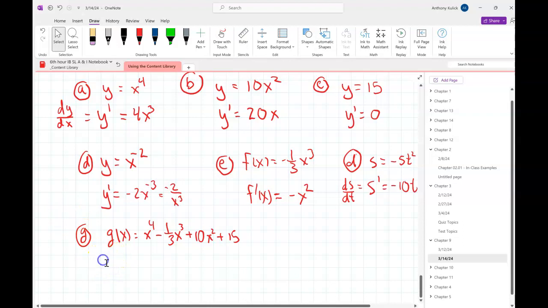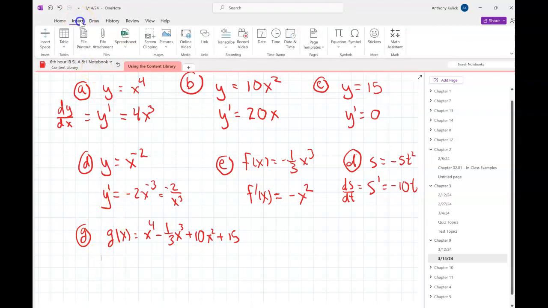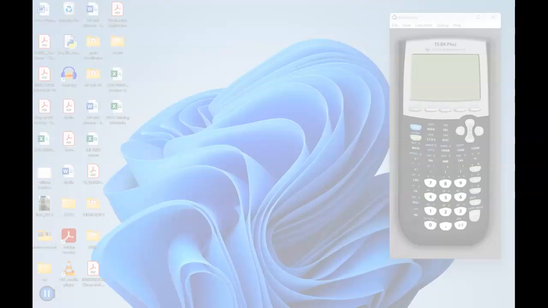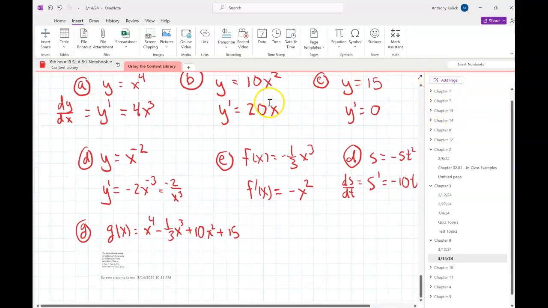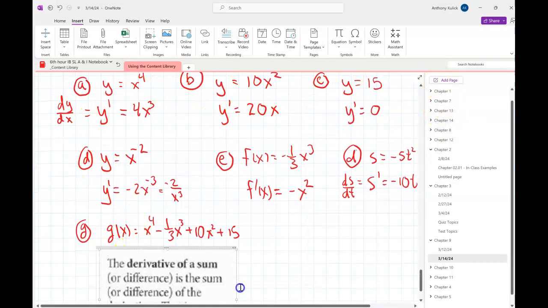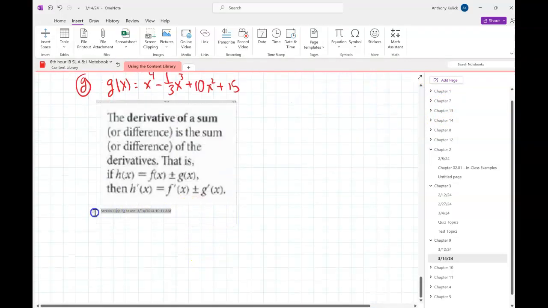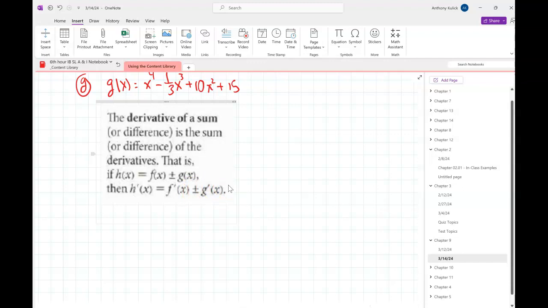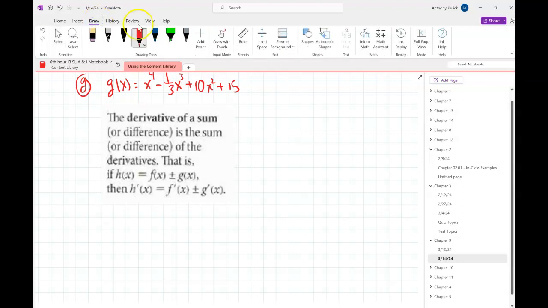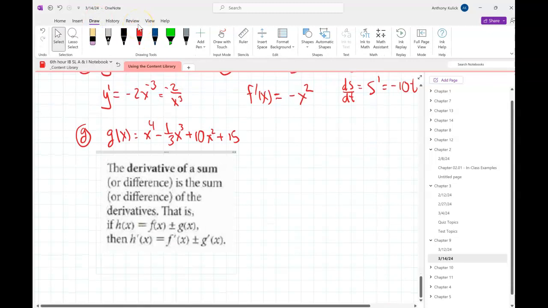Here's the rule. If you have two functions that are added or subtracted, we can use this rule. So if h of x is f of x plus g of x, the derivative of h is just the derivative of f plus or minus the derivative of g. What does that tell us? That this derivative operation distributes across addition and subtraction. So to do the derivative of g here, we can just do it term by term.